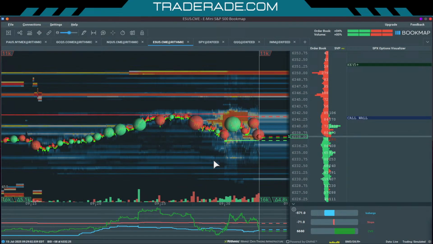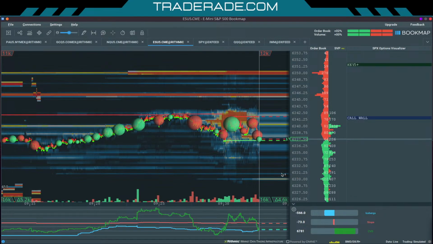Back to the S&P chart here, you can see we've retested that call wall once again and are rejecting here.